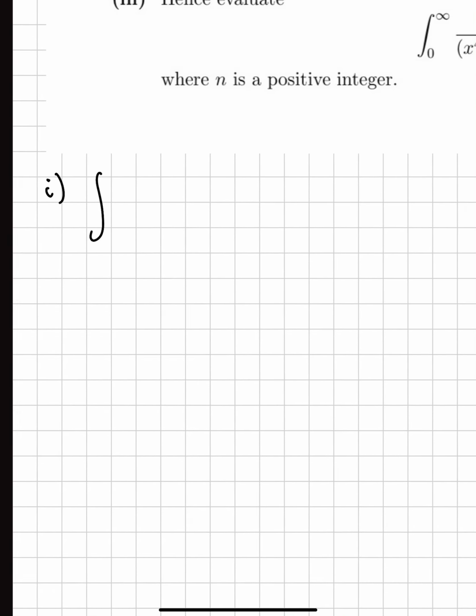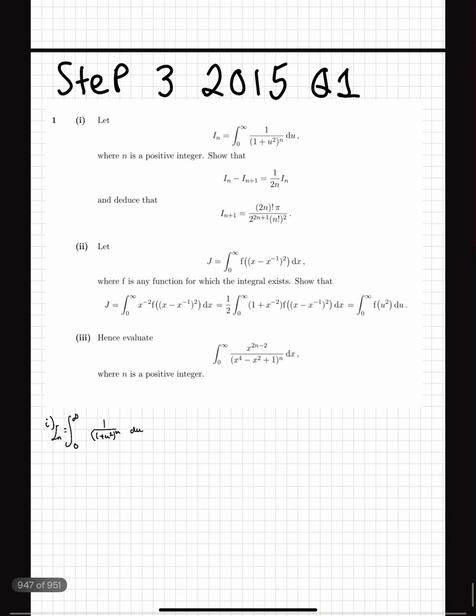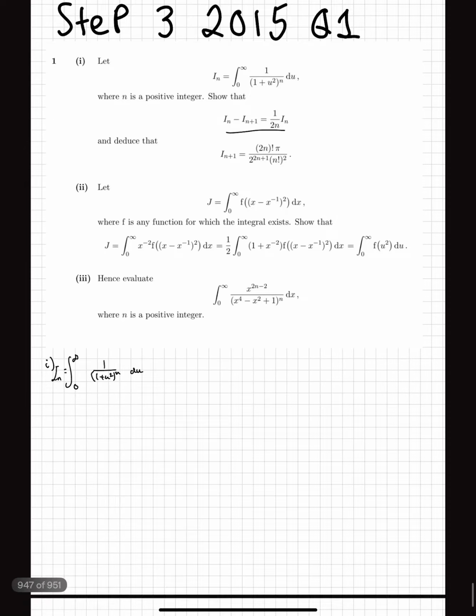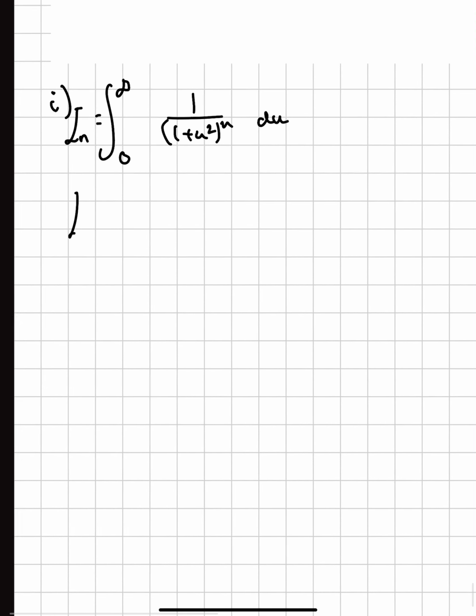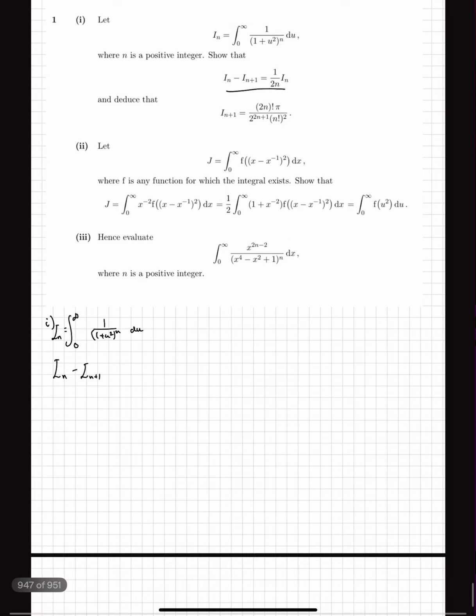So we have the integral between 0 and infinity of 1 over (1 plus u squared) to the n du, and this is equal to I of n. Okay, and we need to show that I of n minus I of n plus 1 is 1 over 2n times I of n. I think that's what we're looking for.